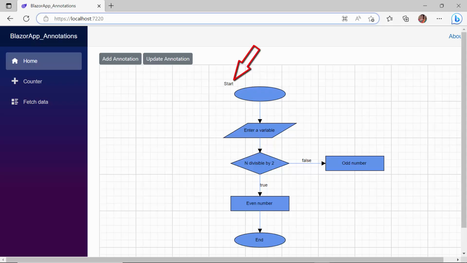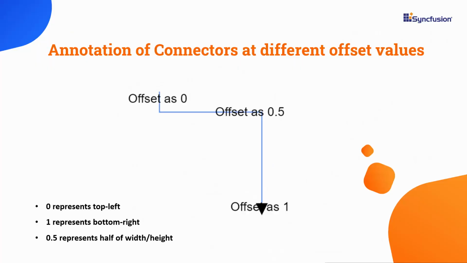Look here, the position of the annotation is changed as per the given value. Similarly, I can customize the offset of the connector annotation also. The connector can be positioned in 3 ways based on the offset value. Here, the value 0 represents the top left corner of the connector and 1 represents the bottom right corner. 0.5 represents half of the height or width.